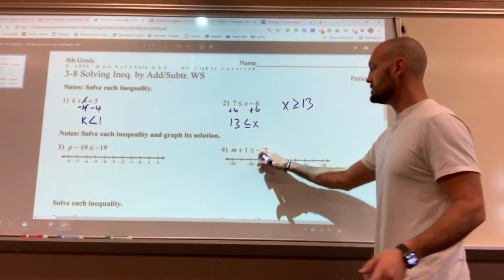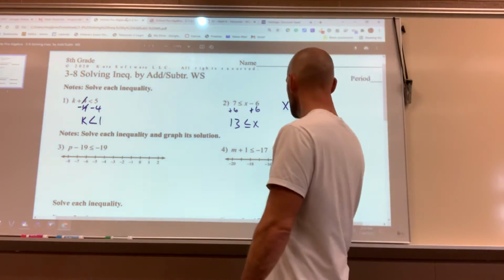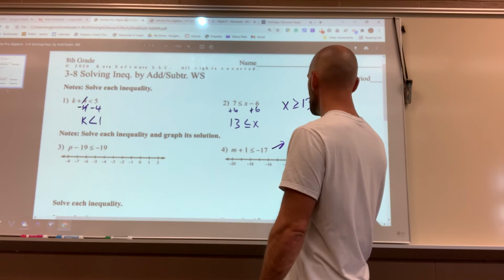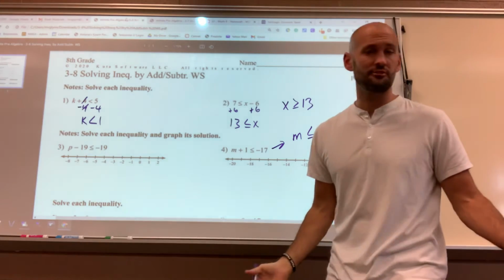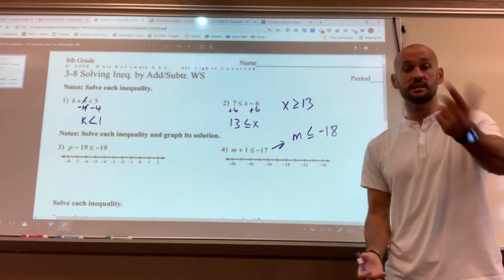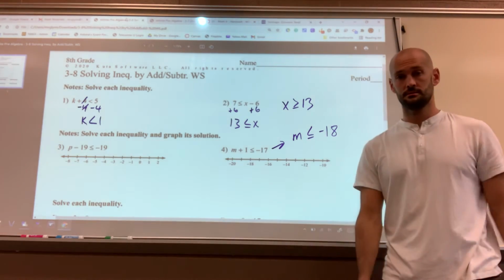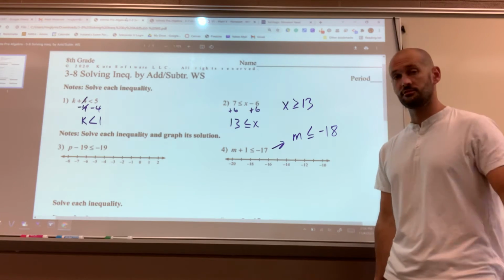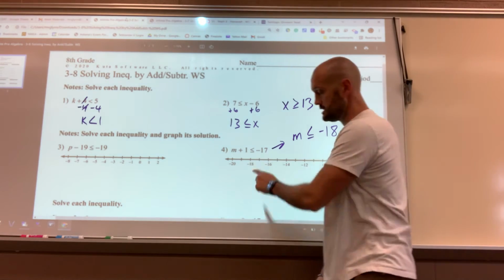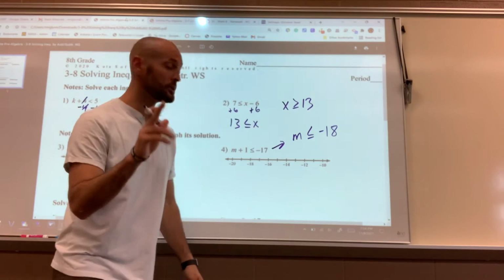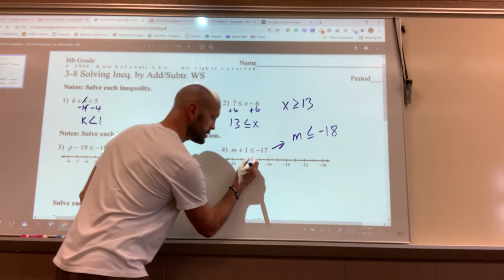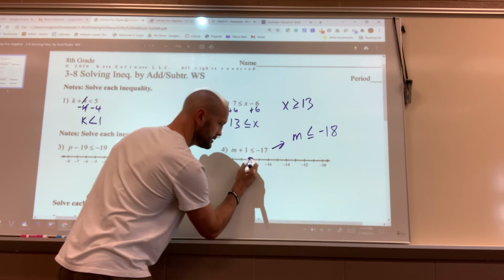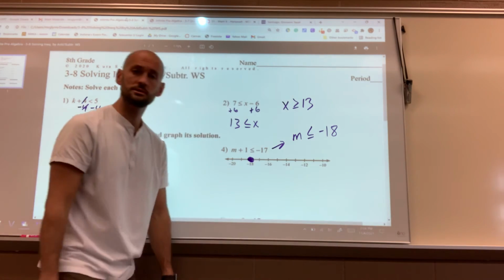Here we go. You subtract the 1, hopefully, and you get m is less than or equal to negative 18. I told you this stuff was easy. And this is what you already did on the other side. Graph it. What number do we go to on the graph? Negative 18. Open or closed circle? It's equal to, so we're closed. I go to closed on negative 18.